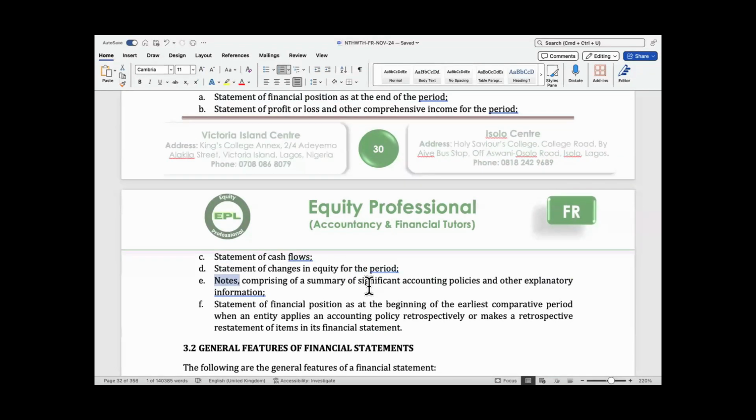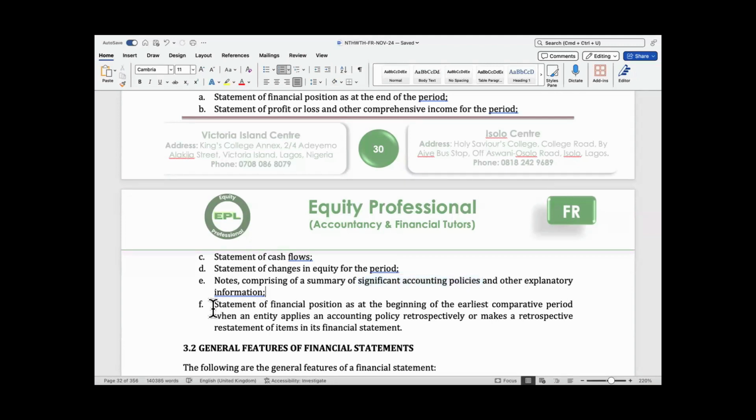comprising a summary of significant accounting policies. So most of our workings, when we start applying the specific standards on presentation of financial statements, we would show you how to present notes. For your level, it will just be in the form of workings. And we are going to introduce you to accounting policies. We would teach you what it is under IAS 8. Accounting policies are usually disclosed in the notes to the financial statements and some other explanatory information.